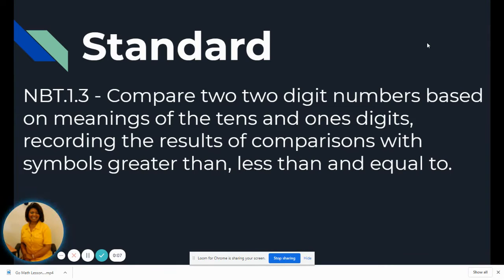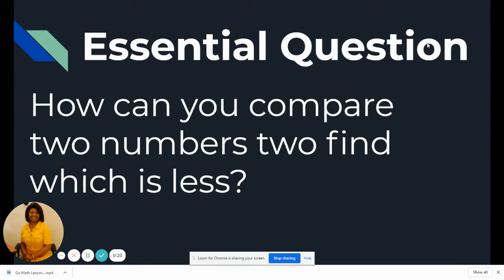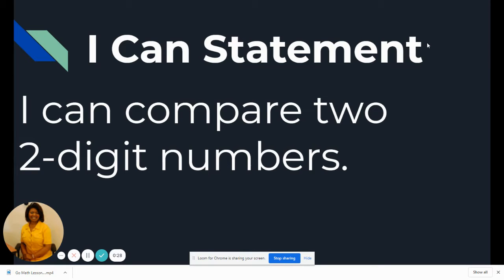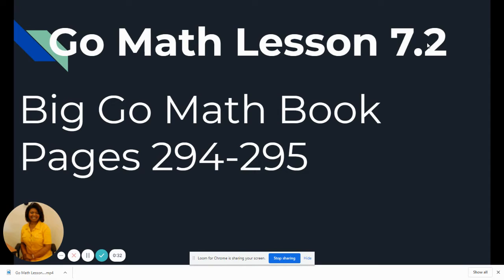Our standard is NBT 1.3, compare two-digit numbers based on meanings of the tens and ones digits, recording the results of comparisons with symbols greater than, less than, and equal to. Our essential question today is, how can you compare two numbers to find which is less? Our I can statement is I can compare two-digit numbers.